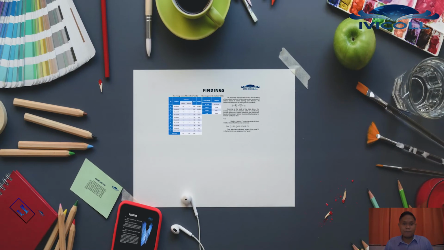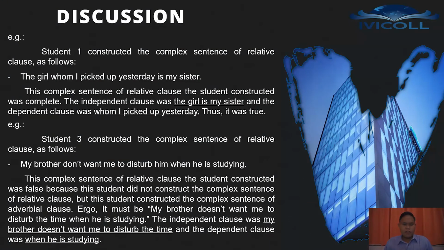Well, the next one is the discussion. As mentioned in the instrument, I gave the instruction for students to construct 10 complex sentences of relative clause in the test, but there were 2 students able to construct 10 sentences, 3 students able to construct 9 sentences, 1 student able to construct 8 sentences, 2 students able to construct 7 sentences, 2 students able to construct 6 sentences.